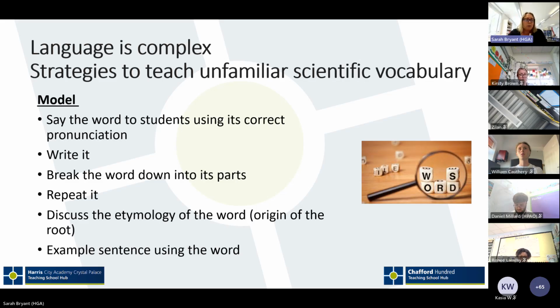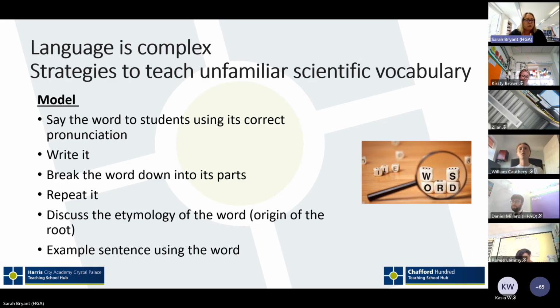A language is complex. Let's not beat around the bush. And I think English in particular can be very complex. Strategies to teach unfamiliar scientific vocabulary include modelling. We need to say the word to students using the correct pronunciation. We need to write it, show them, and they need to write it as well.